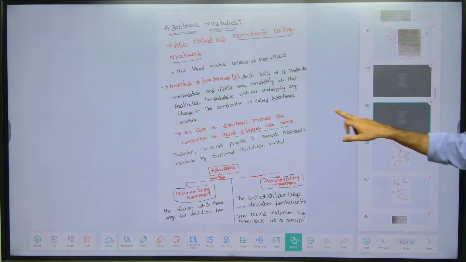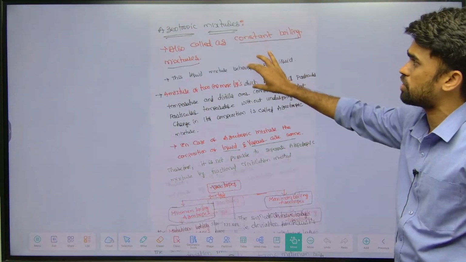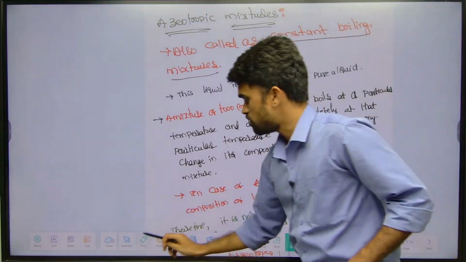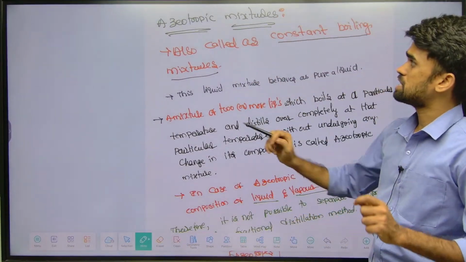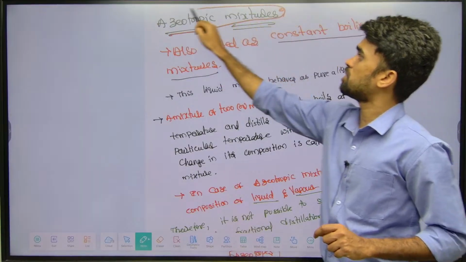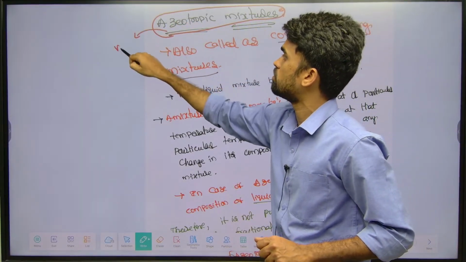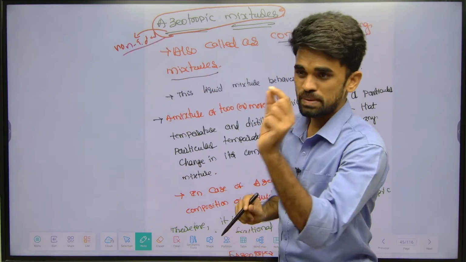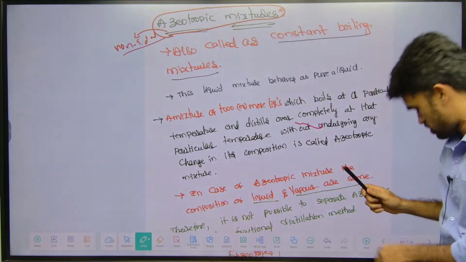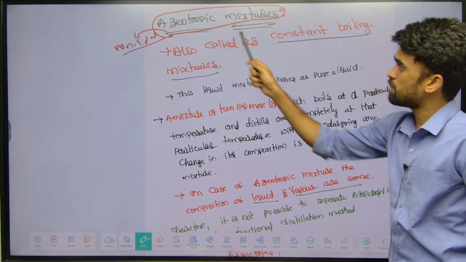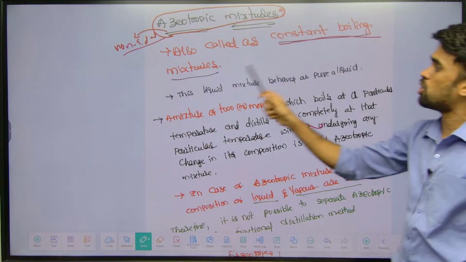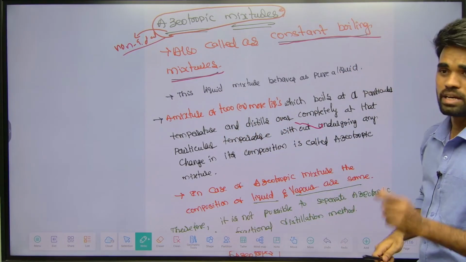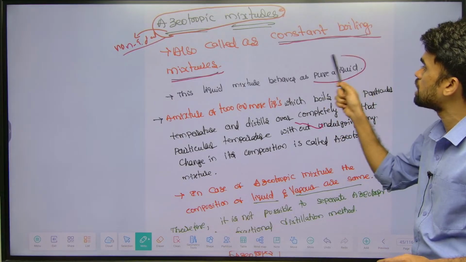Next one is, let's discuss azeotropic mixtures in short. What do we mean by azeotropic mixture? First of all, azeotropic mixtures are formed by non-ideal solutions only. Azeotropic mixtures are also called constant boiling mixtures. It means they behave as a pure liquid.